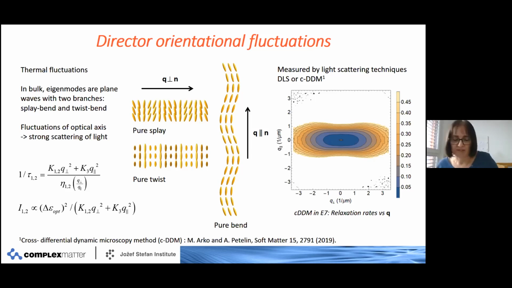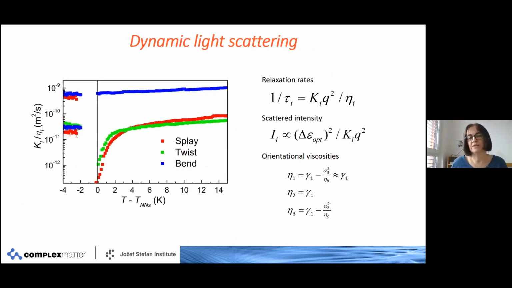So now going back to our system, we have studied all three pure fluctuations with dynamic light scattering. And here are the results. We measured the relaxation rates, which give us the ratio between K and viscosities. And you can see that bend fluctuations are not affected by the transition at all, while both splay and twist fluctuations get slower. When approaching the phase transition to the second nematic phase, the splay gets much slower than the twist.